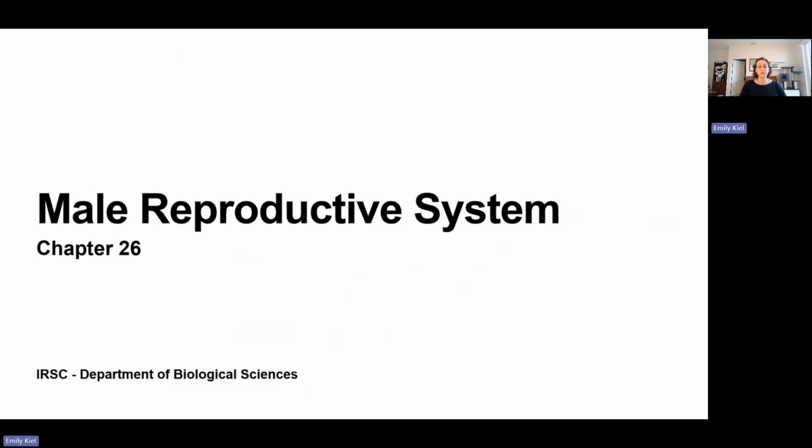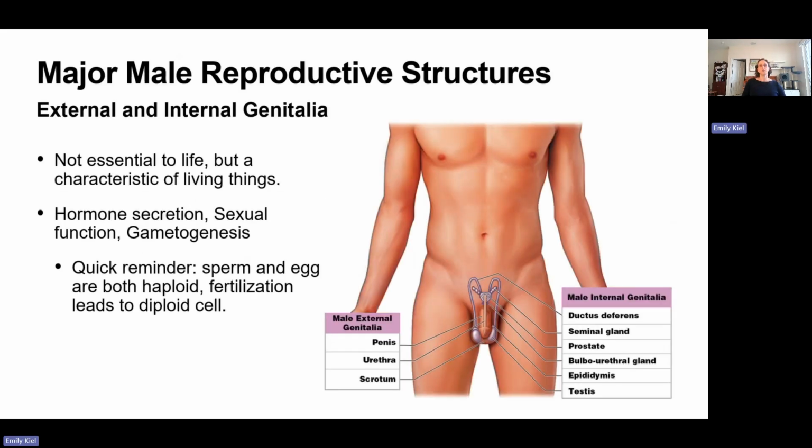Hello, everyone. We are looking at the reproductive systems in chapter 26. We're going to start with the male reproductive system and then move on to the female reproductive system. So let's go ahead and get started. We're going to look first at the major male reproductive structures, and this includes the external and the internal genitalia.